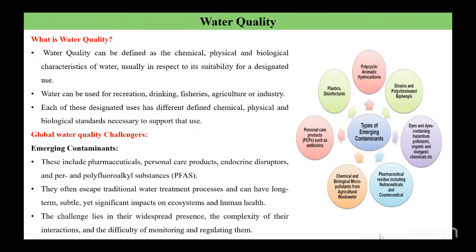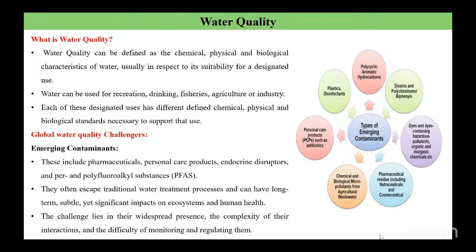But now let us learn how water quality should be maintained, and what the factors influencing water quality are. So what exactly is water quality? Water quality is defined as the physico-chemical and biological characteristics of water, usually in respect to its suitability for a designated use. If it is for recreational purposes, certain water parameters or water quality has to be maintained. If it is for drinking purposes, or for fisheries or agriculture, the maintenance has to be done based on the purpose of its usage.